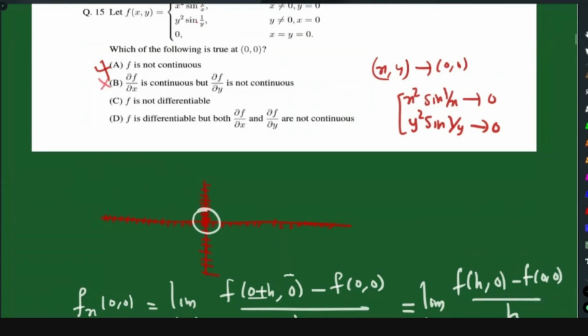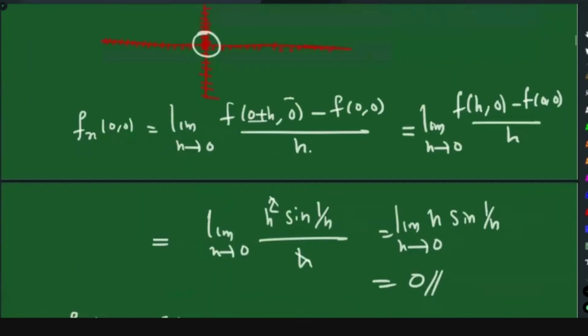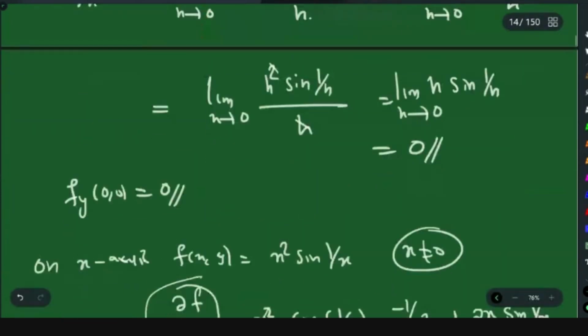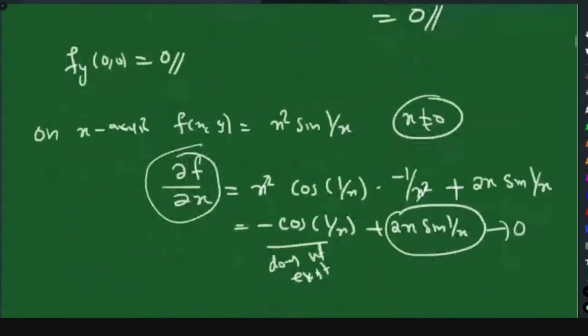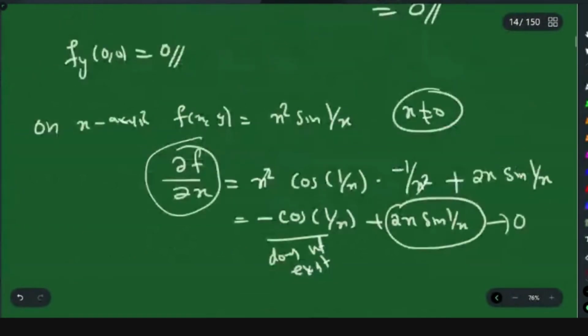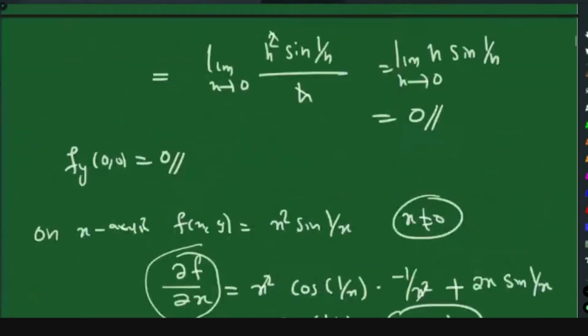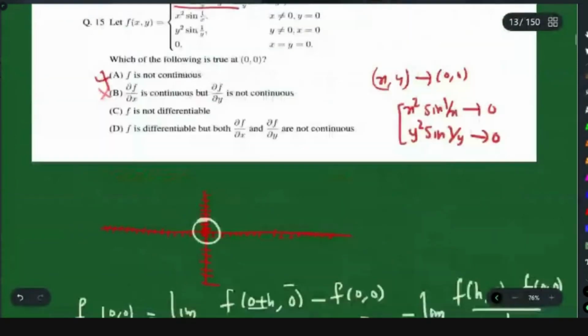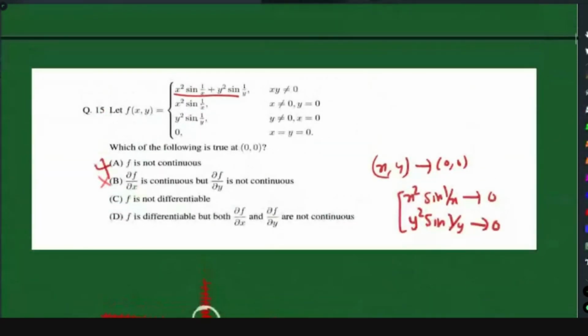So what about the third option? Let it be there. Now you look at the fourth option. In a similar way to what we computed, you can compute dou f by dou y, which is also not continuous. You can just find dou f by dou y. Everything will be in y. That is the only difference. I computed dou f by dou x, where everything is in x. So once you compute dou f by dou y, you have to consider this function y square into sine 1 by y. Again, you can take the derivative.